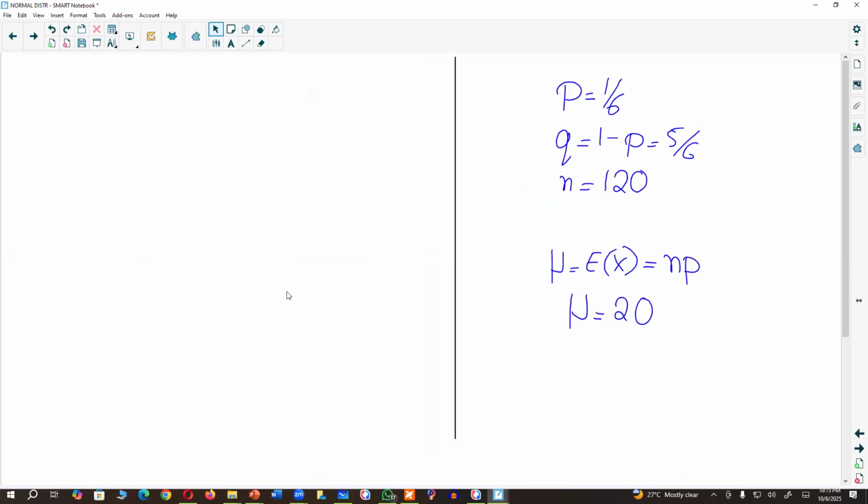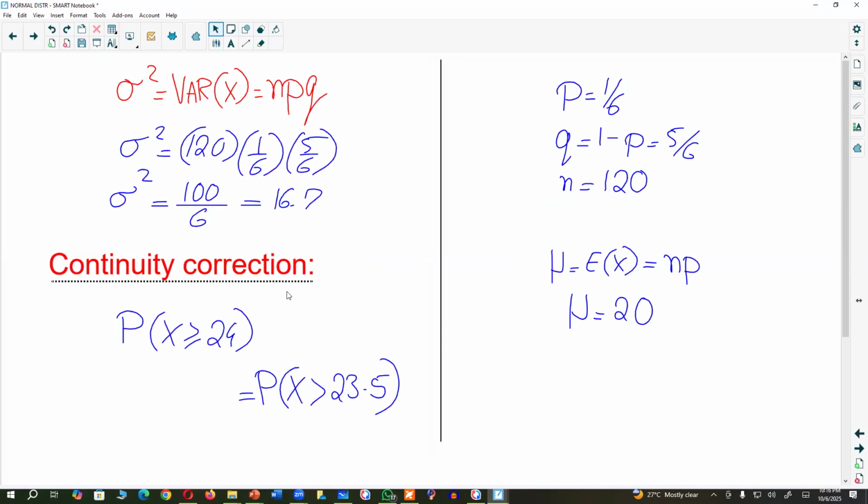Now p is equal to 1 upon 6 as given in the question, because it's a fair die. So q is 1 minus p, it is 5 upon 6. Now you find np, which is the formula for expectation, mu. Then you find npq, which is variance sigma square, 16.7. Then you make a continuity correction. X is greater than or equal to 24. You have to make sure it is greater than 24, or it can equal 24 also. So you take 23.5 with a greater sign.